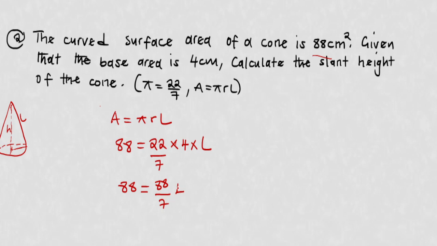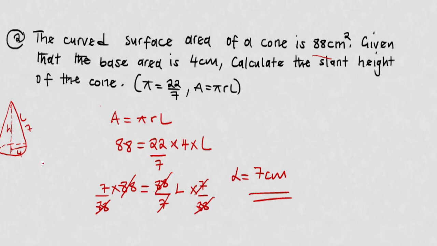So to get rid of the length here, what are we going to do? I'm going to multiply both sides by 7 over 88. So the 88 is gone, 7 is gone, and I remain with the length. The length is equal to, 88 is gone, so we only remain with the 7. This is the slant height. So the slant height is 7 centimeters. So that's how you can find that.